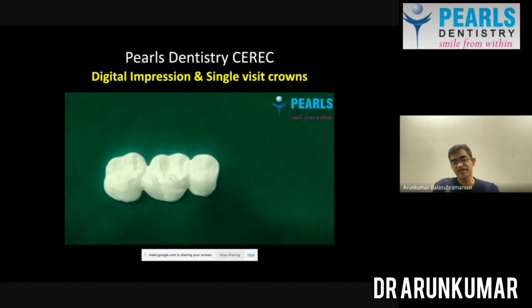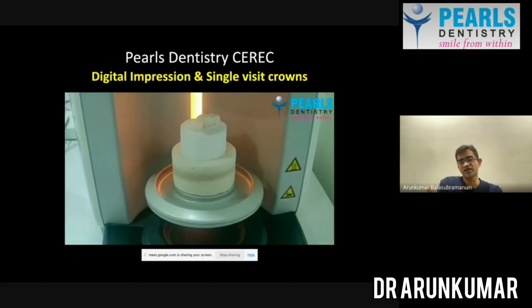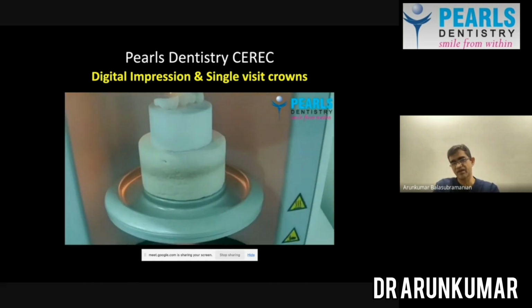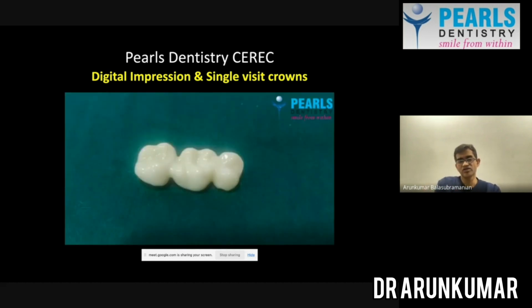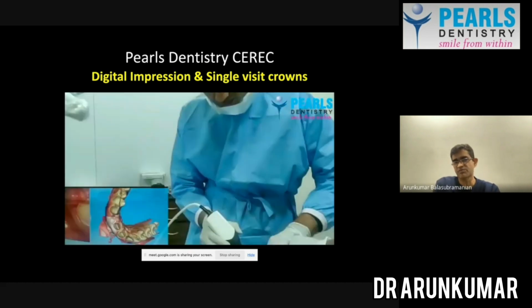So once the tooth is milled, we have the raw tooth structure there. So this is the sintering unit. In the sintering unit, it goes in and then comes out. So let me repeat this process.